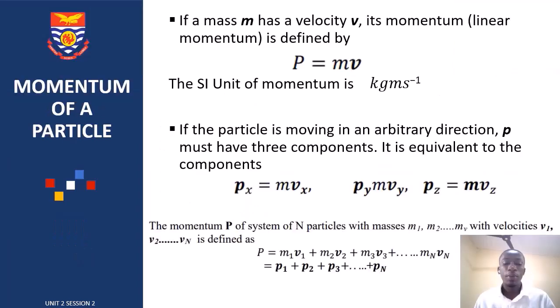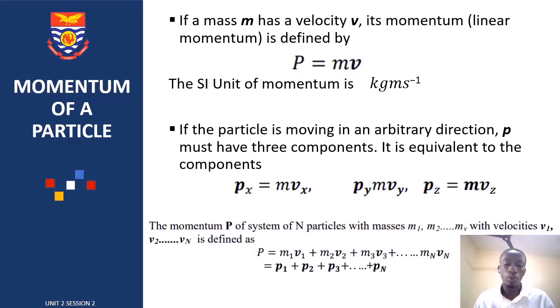Given a mass m and a velocity v, we can define momentum mathematically as the product of mass and velocity. And the unit here becomes kilogram meter per second.